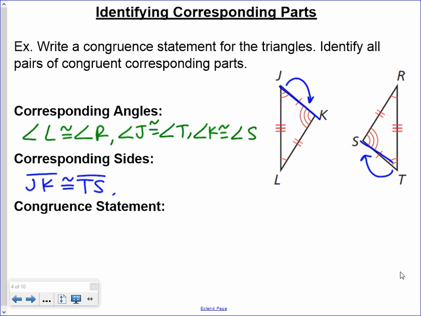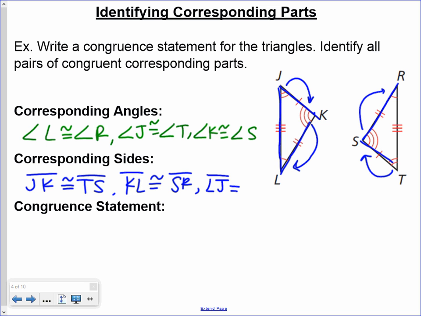So if you're thinking, does the order matter? I would say yes. You know J is supposed to match up with T, and you know K is supposed to match up with S. So that's the order you should write in. Then I'll go to two tick marks. KL. Again, that went from three arcs to one arc, so I should go three arcs to one arc, SR. And then finally, LJ went one arc to two arcs, so I'll go one arc to two arcs over here, RT. And you don't have to write those arrows on the side.